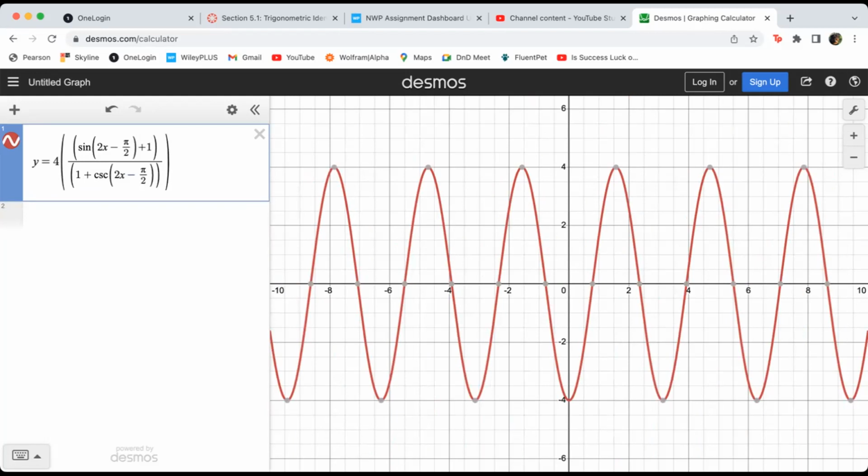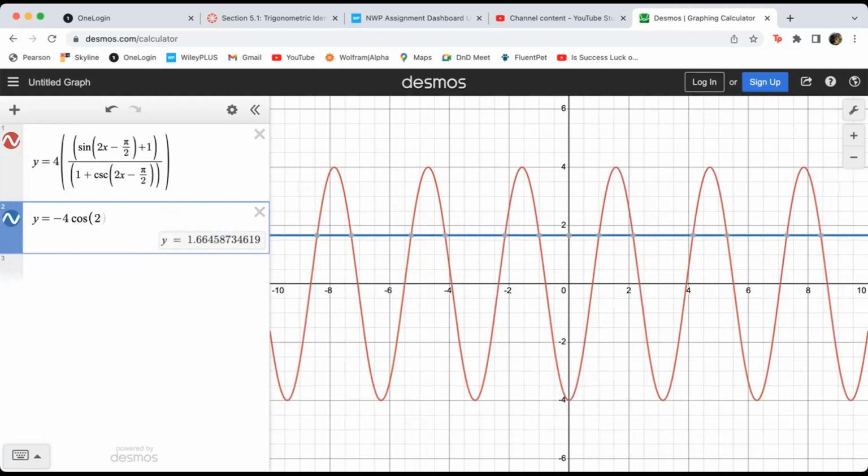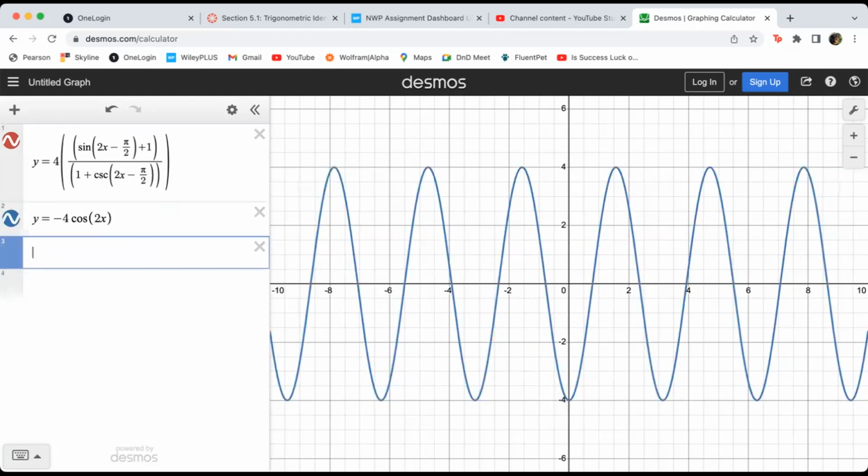Notice that the graph that we're getting is just a negative cosine graph. Here we're at the bottom, 0, -4. Oh, it's got a cosecant, so it's not defined. And here at the top, 4. And if we graph y equals -4 cosine of 2t, we get the same graph. The graphs are just right on top of each other.